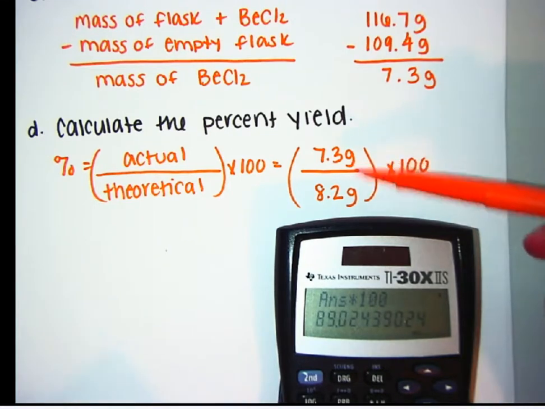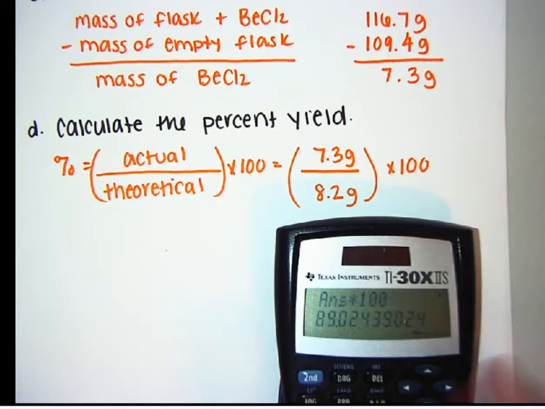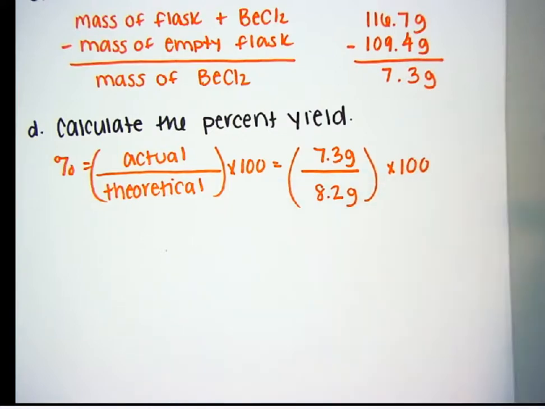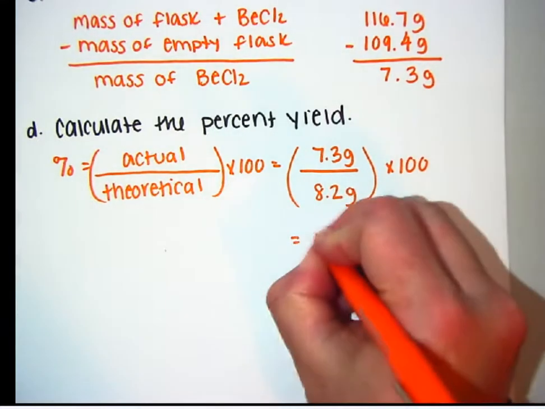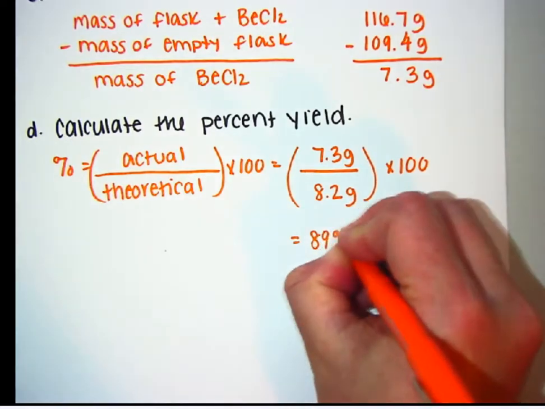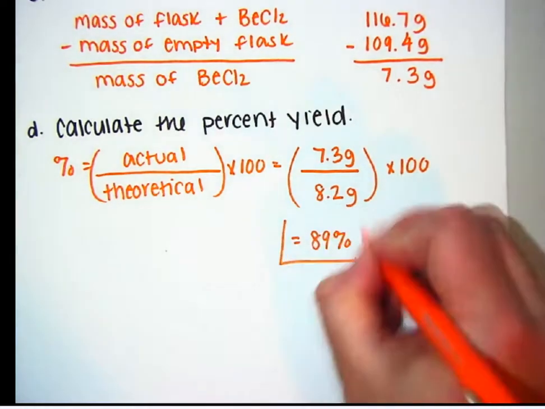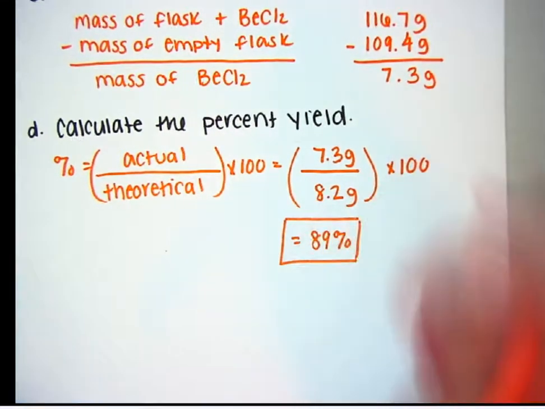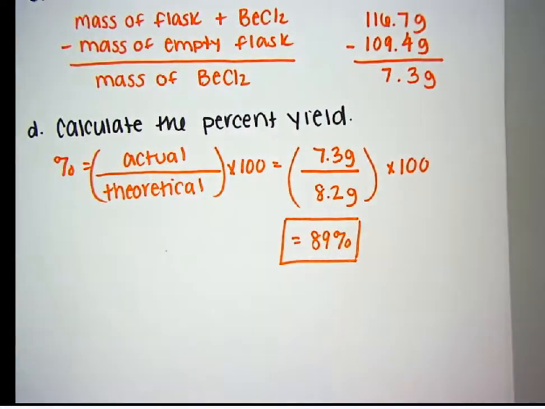My masses have 2 significant figures. My percent yield has 2 significant figures, 89%. The higher the percent yield, the better. So 89% is a pretty good percent yield.